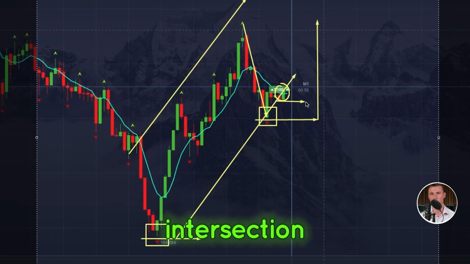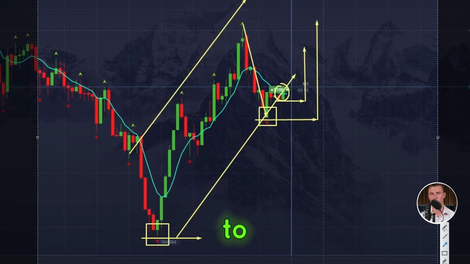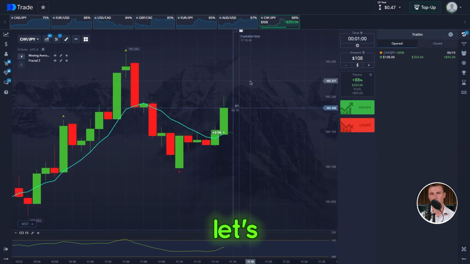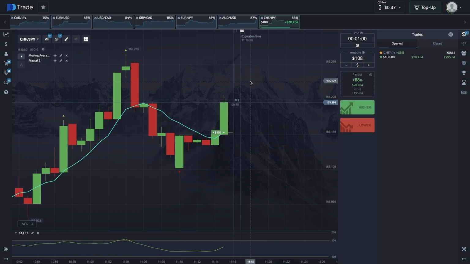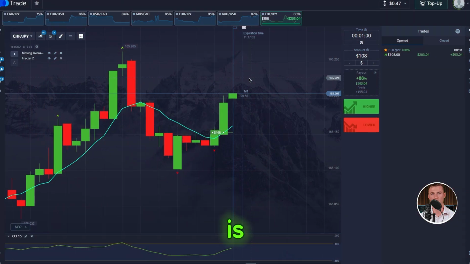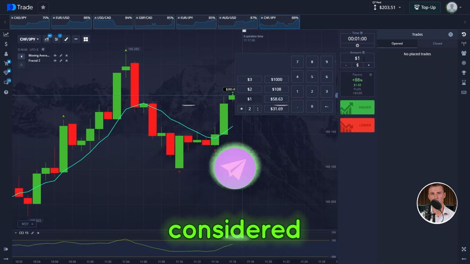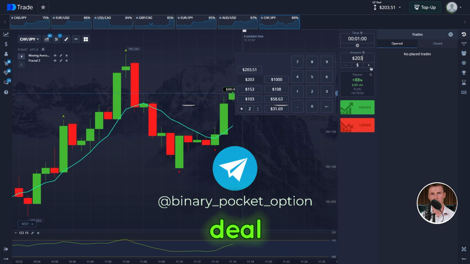Here we observe the intersection of the moving average from bottom to top. So when this happens, we need to open a deal to increase. Let's watch the end of the deal. And the next deal is again easily closed in A+. We have considered the entry of the deal for an increase.